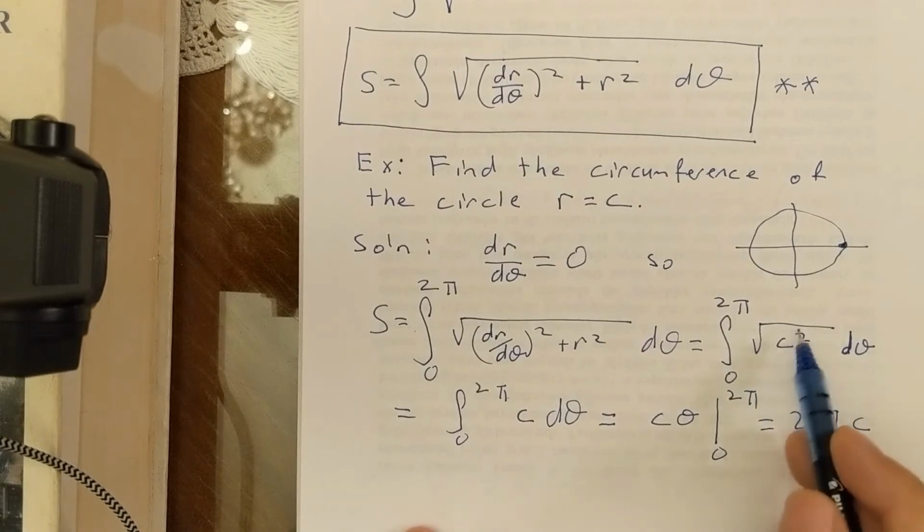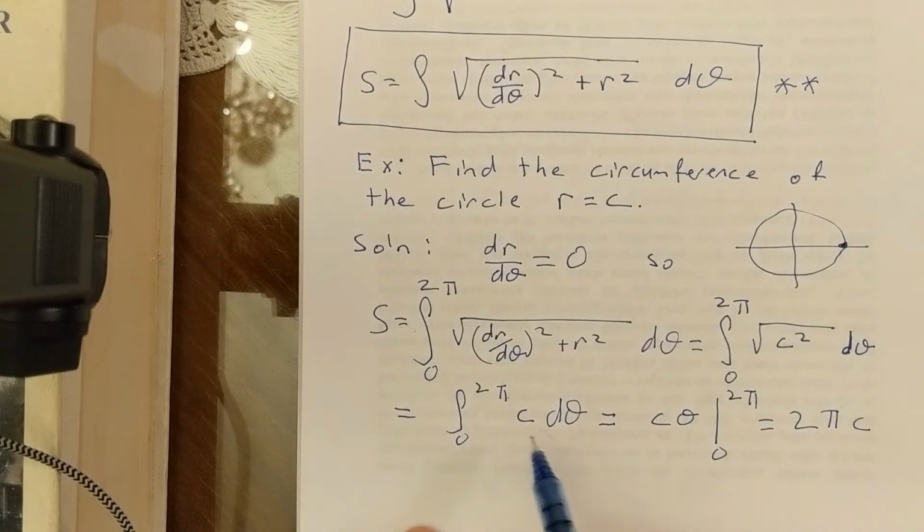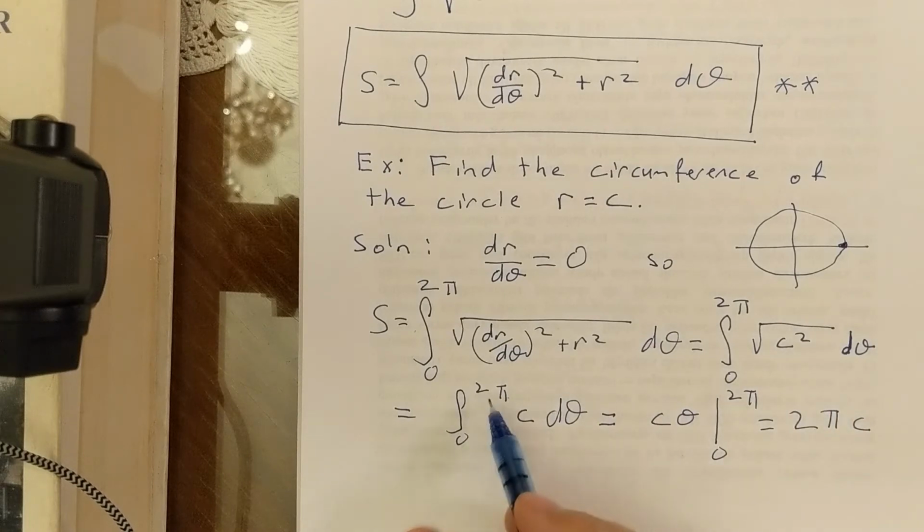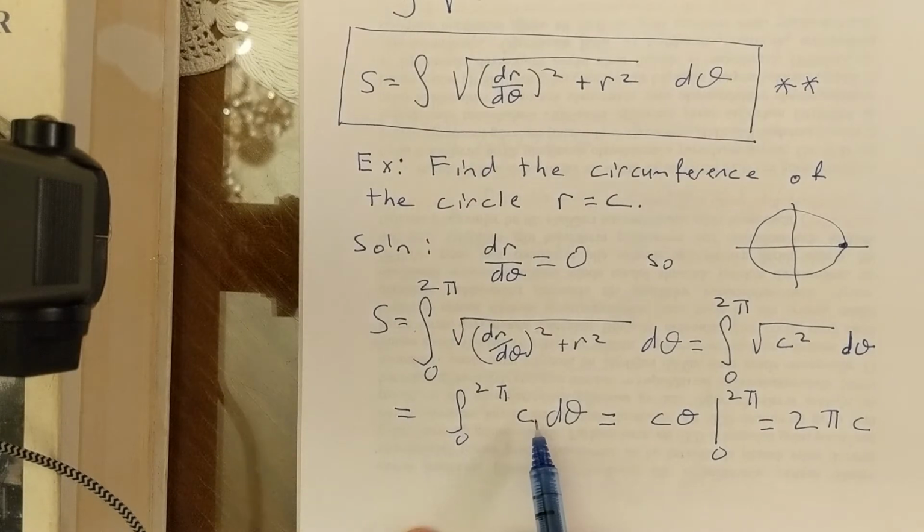So take out the square root. Well, c was already positive, so the square root was supposed to be absolute value of c, but the absolute value of c is c. So take c squared out of the square root. You get the integral from 0 to 2π of c dθ. And, well, that's not c squared over 2.